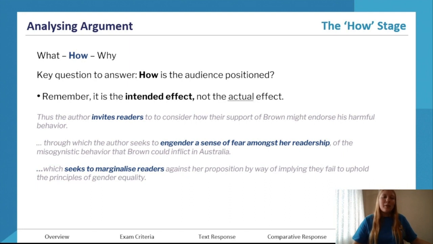No fence sitting, remembering to use our low modality verbs. This might suggest, this could indicate, never being definitive. Never saying, the author successfully convinces audiences, avoid that kind of language. So here are some examples. How is the audience positioned? The author invites readers to consider how their support of Brown might endorse his harmful behavior, or it could be anything different.